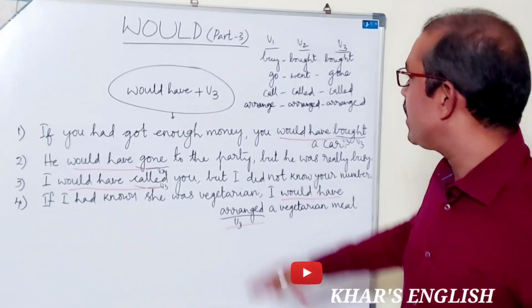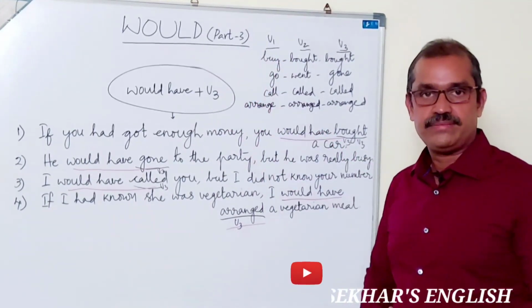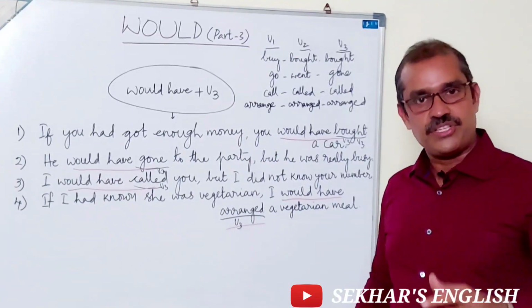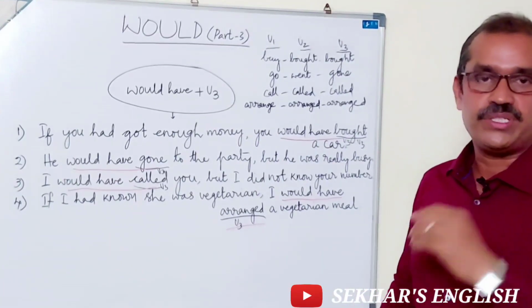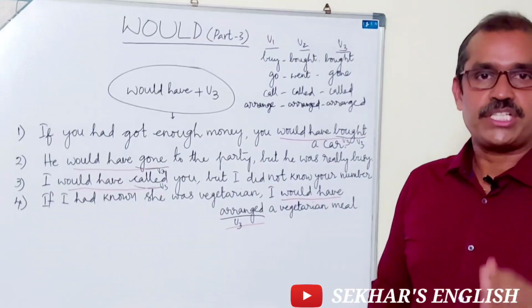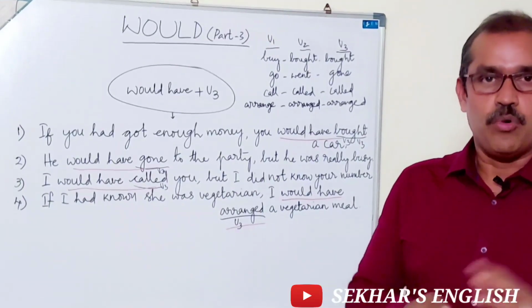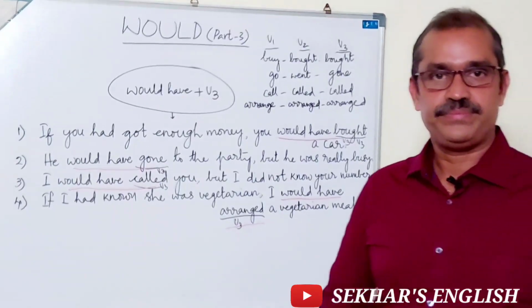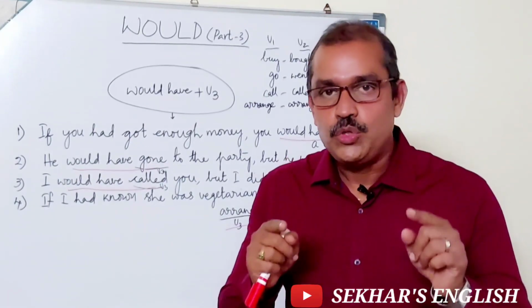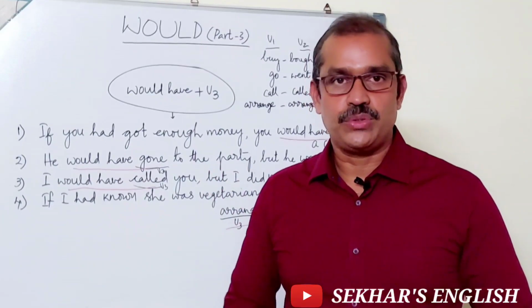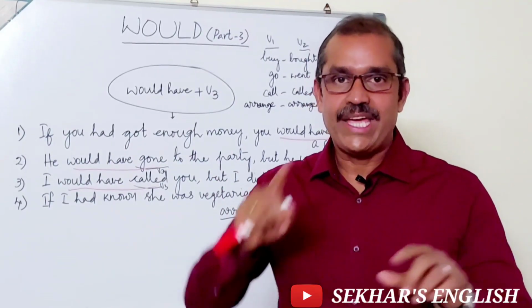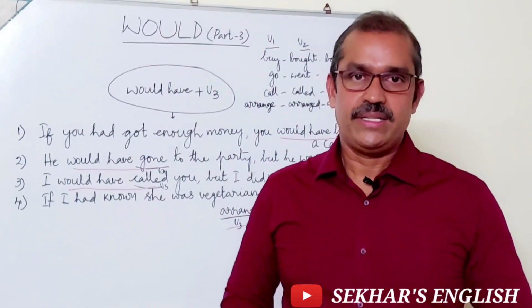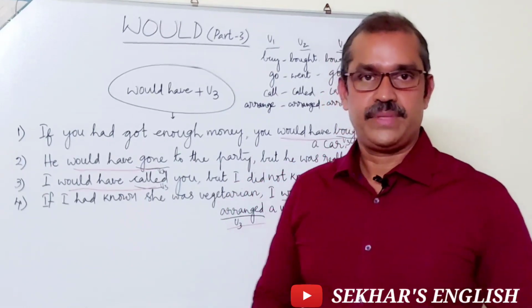Friends, today I would like to talk about would part 3. When we imagine a situation or action, we can use would. For repeated past actions, we can also use would. Both concepts we have already discussed in part 1 and part 2. If you want to watch those part 1 and part 2, I am leaving the icons on the top of the screen and the links will be given in the description.